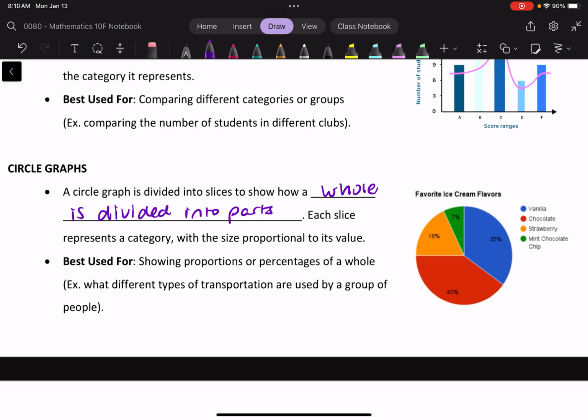And I could put all of those into a circle graph because I'm taking a look at the whole. So everyone that I've collected data from, in this case, everyone in your class. And then I'm dividing you up into parts based on your preferences. So when I look at a circle graph, every slice, or if I'm looking at a pie chart, sometimes it's called a pie chart because it's a slice of pie, represents the category with the size proportional to its value. So if I have a big value, I'm going to have a big slice. If I have a small value, I'm going to have a small slice.